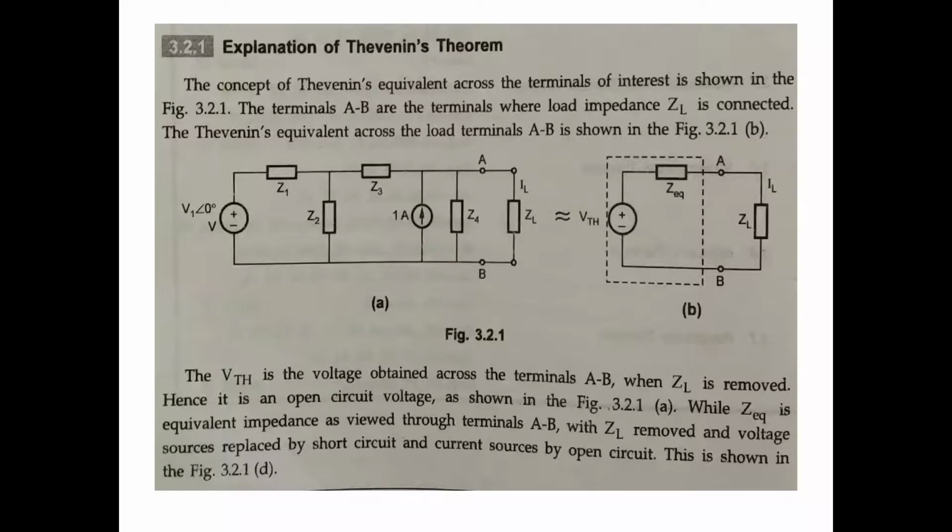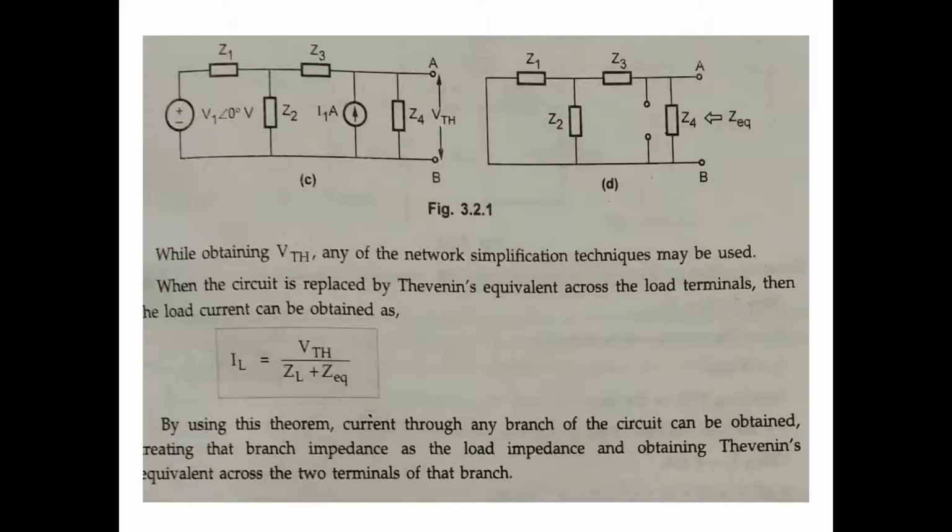While Z equivalent is the equivalent impedance viewed through the terminals AB with ZL removed, voltage sources are replaced by short circuits and current sources by open circuits. While obtaining VTH, any of the network simplification techniques may be used. The circuit is replaced by Thevenin's equivalent across the load terminals. This is IL. IL equals VTH divided by ZL plus Z equivalent, the load ZL in series with the equivalent impedance Z equivalent.